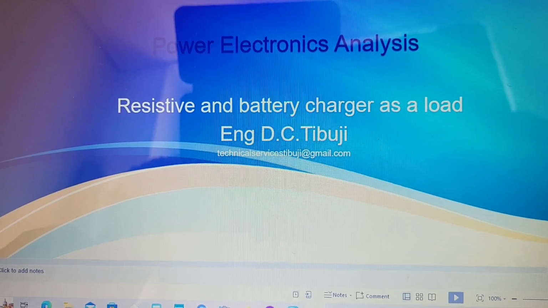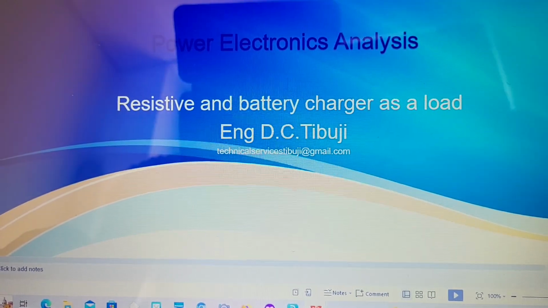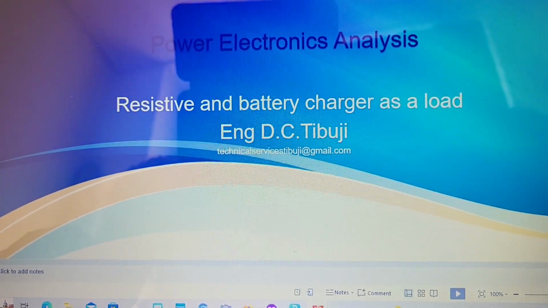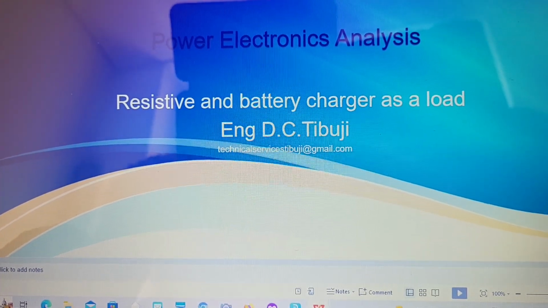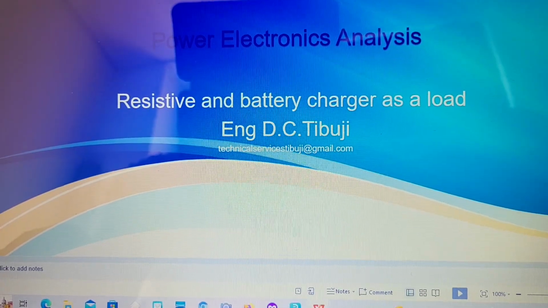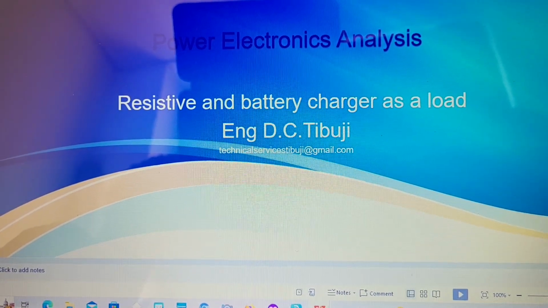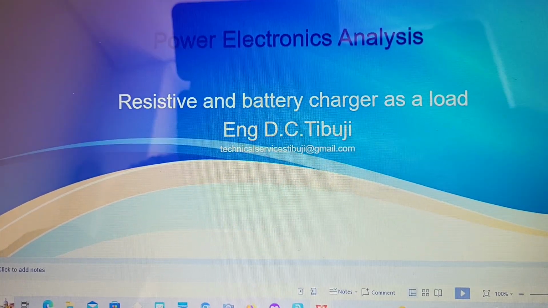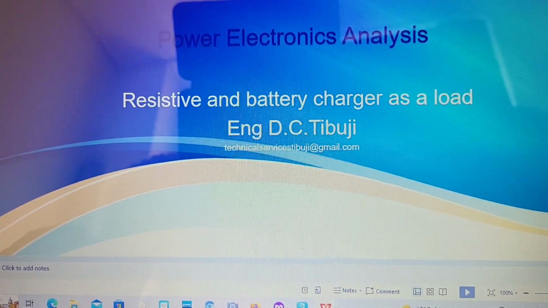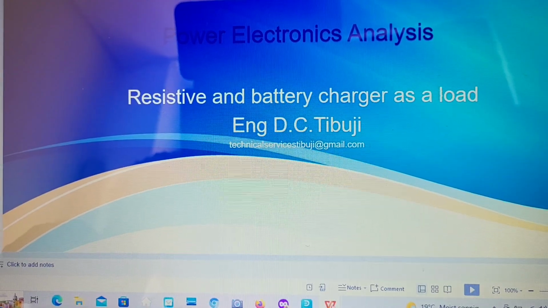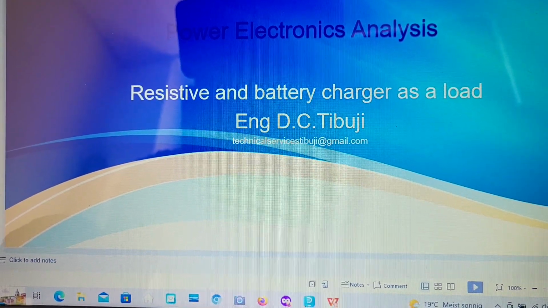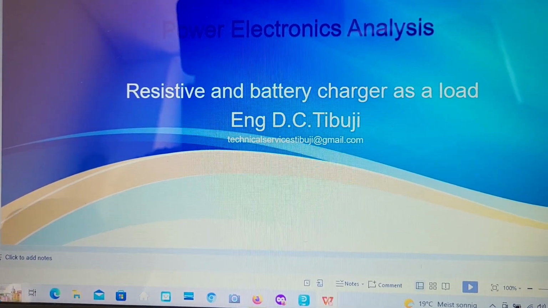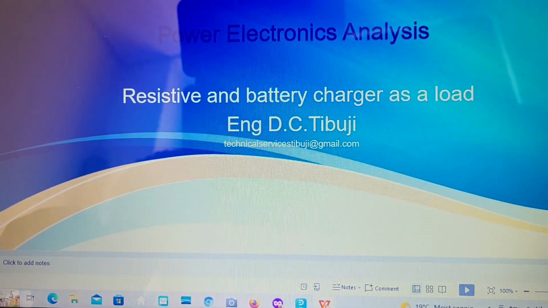Power electronics analysis. We are going to be focusing on resistive and battery charger as a load. In power electronics, we focus on three types of loads: the resistive load, the inductive load, and the battery charger. I would like to focus on resistive and battery charger as a load in this session.